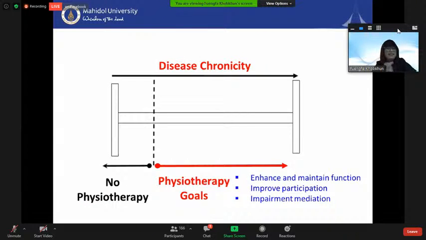Let's see this diagram. It is kind of the same diagram that I talked about. This one is where the signs and symptoms show for the clinician. So if we know, and then we give them physiotherapy, they will live with Parkinson's disease as long as they can, and this graph will be longer, okay? Because our goal for PD patients is to enhance and maintain their function, improve the participation of the patient, and encourage impairment mediation. I mean to prevent impairment in PD.